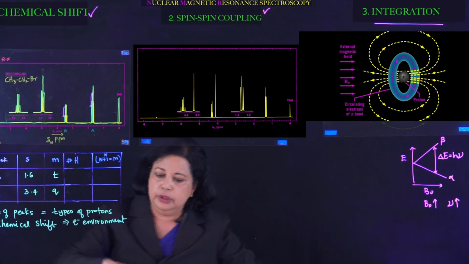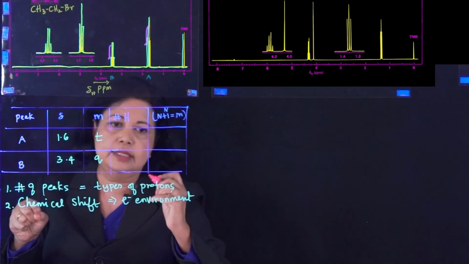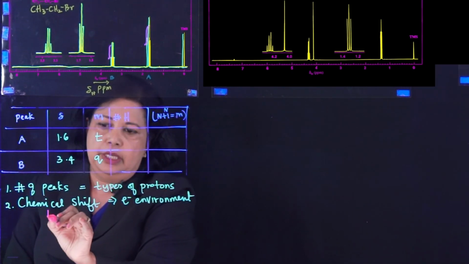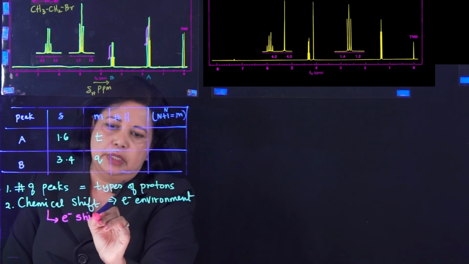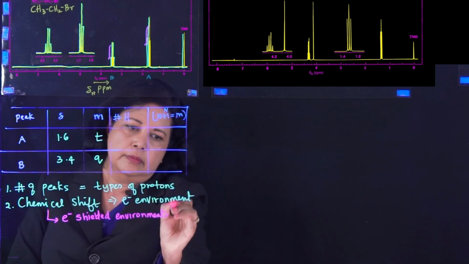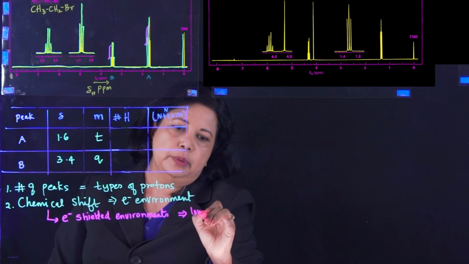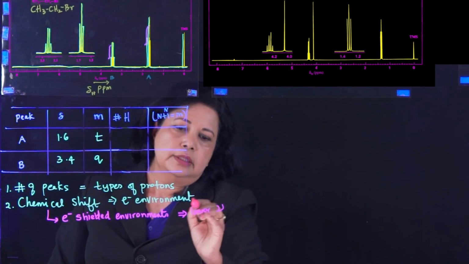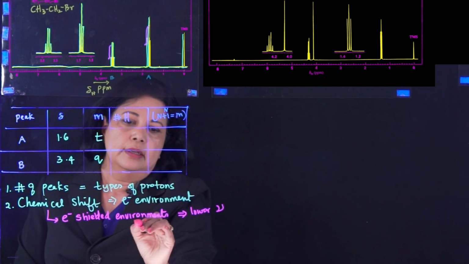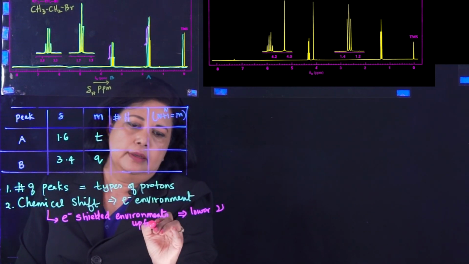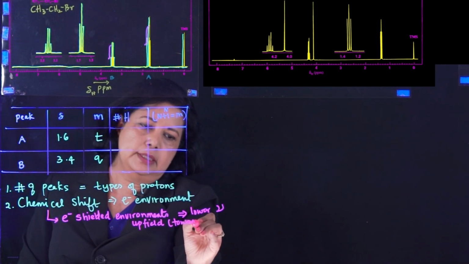And so here, that is going to be called downfield. This is very important. Over here, hydrogens in shielded environments will have a lower B and a lower frequency. So they are going to be shifted towards TMS, upfield. That means towards TMS.